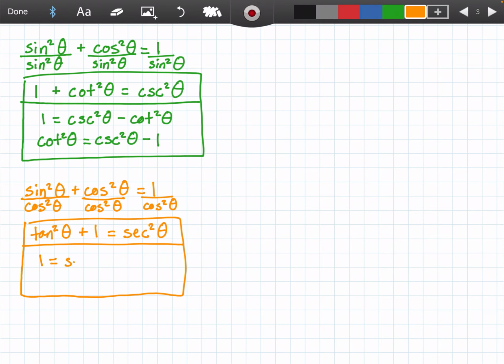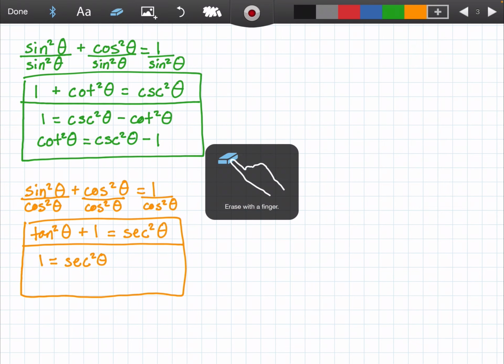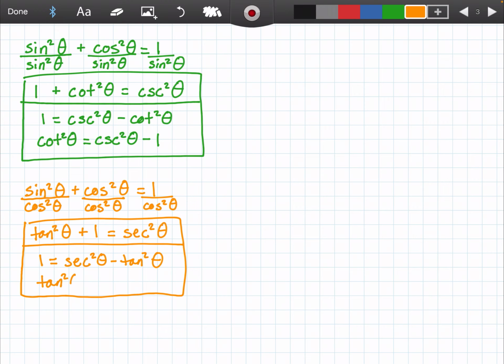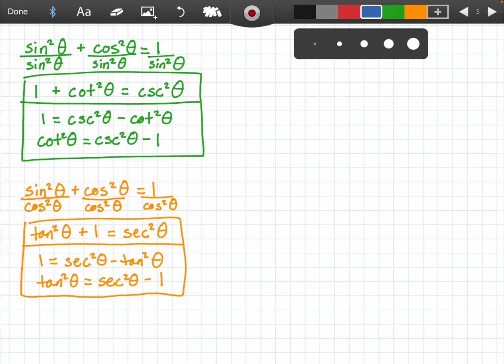Going down to yellow, I'll start by subtracting tangent squared. So we get 1 equals secant squared minus tangent squared. And now I can go back and subtract 1, and I get tangent squared equals secant squared minus 1. All right. So those are just our different ways to write those identities.